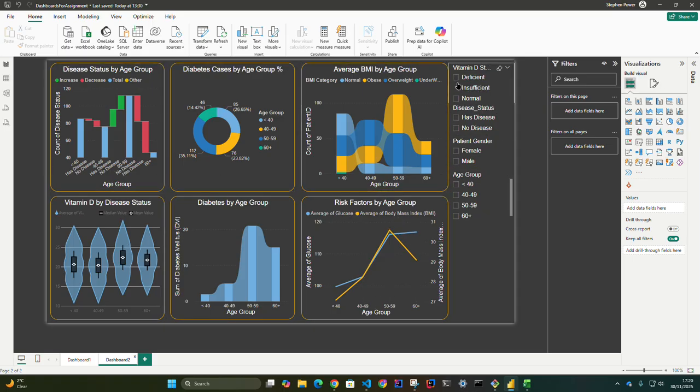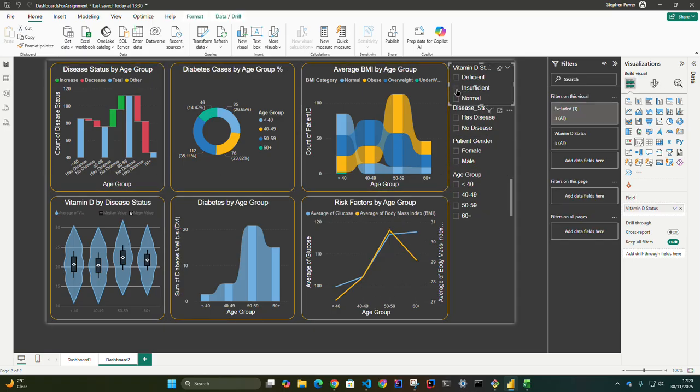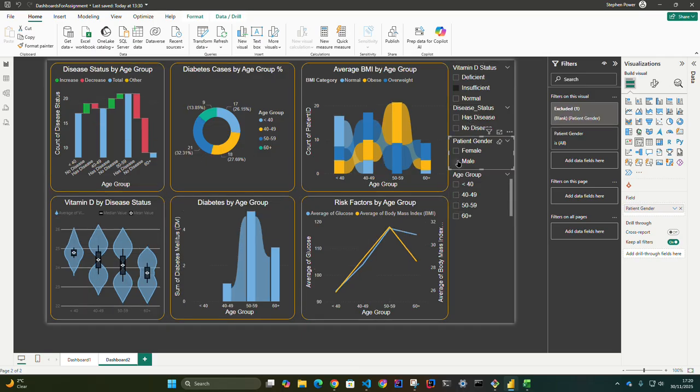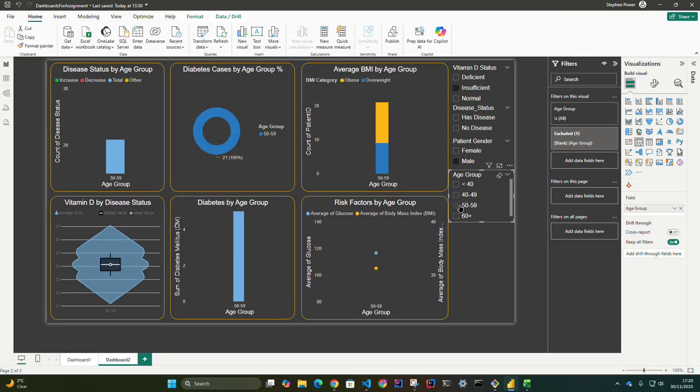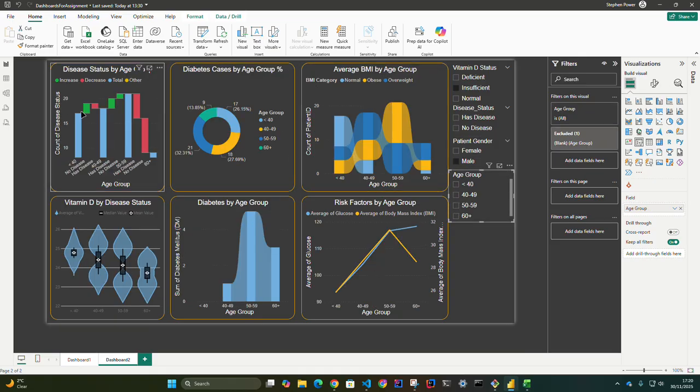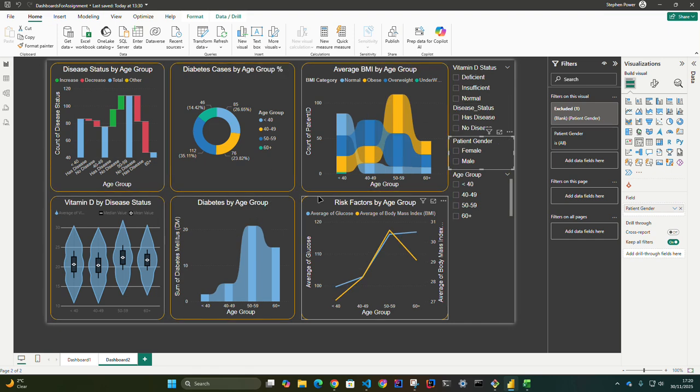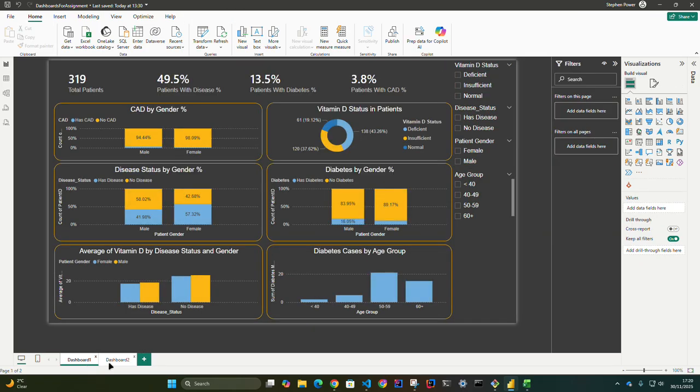I'll just show you again with my slicer. I'll do insufficient. You can see they change. I'll do different. We'll do male. Change again. I'll do 40 to 49, and we'll do 50 to 59 as well. But yeah, you can see the way they all change as I use the slicer to put in different inputs, and different data is then selected. So yeah, that is my dashboards. Thank you.